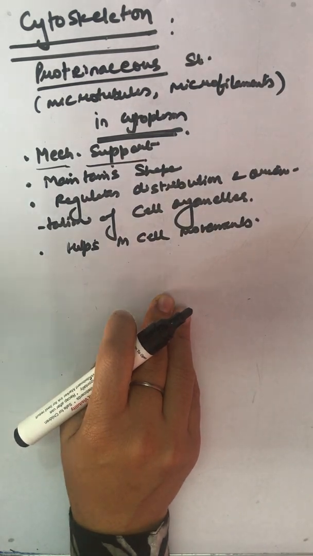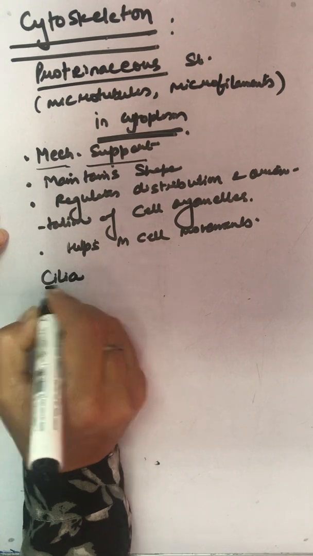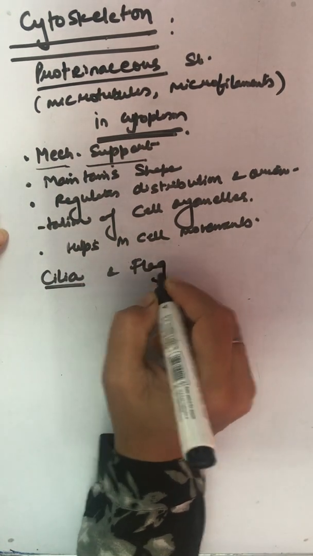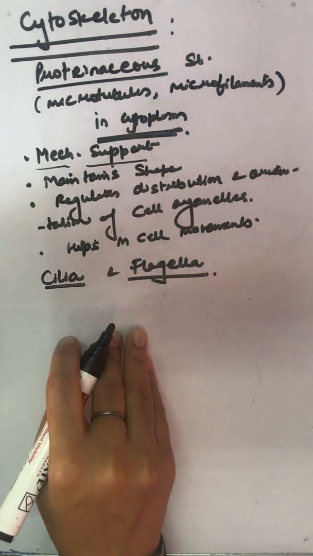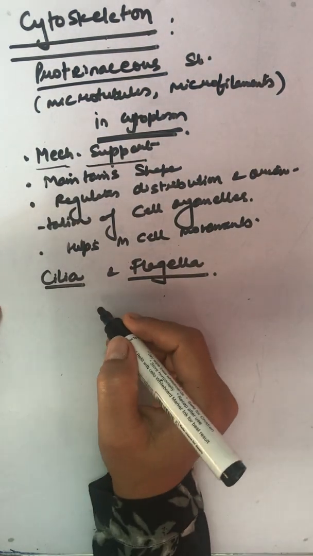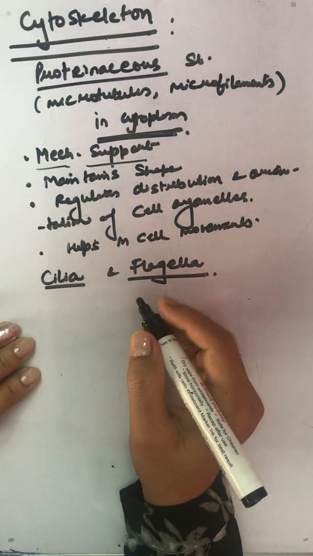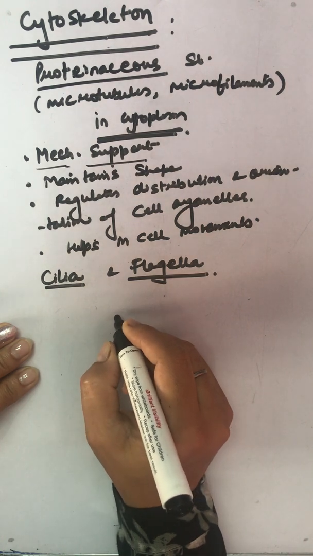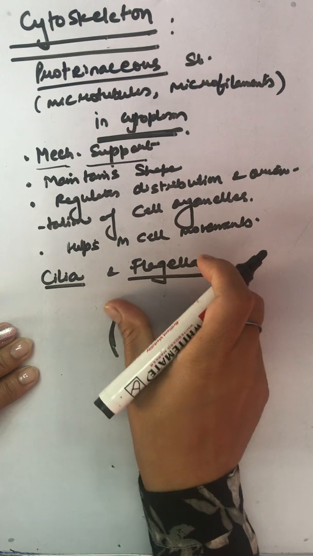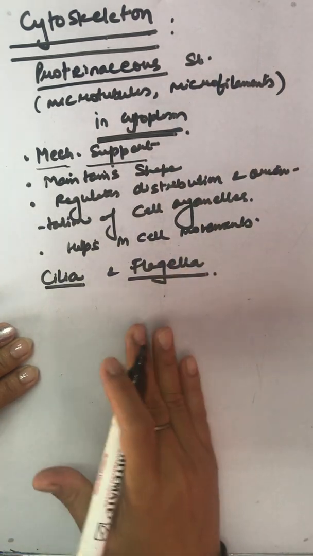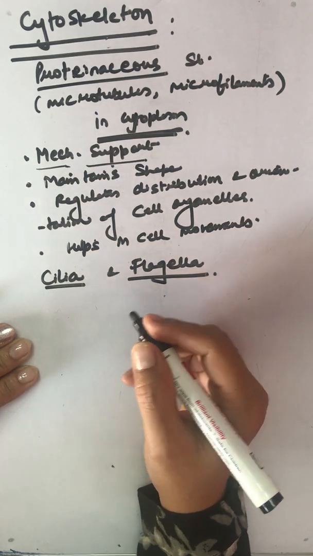Okay, the first one that I'm taking here is cilia and flagella. It is a hair-like outgrowth of the cell membrane, basically small and working like oars, causing the cell movement and movement of the surrounding fluid inside and outside of the cell. This is how the cilia and flagella work. Cilia is basically smaller and flagella is longer.